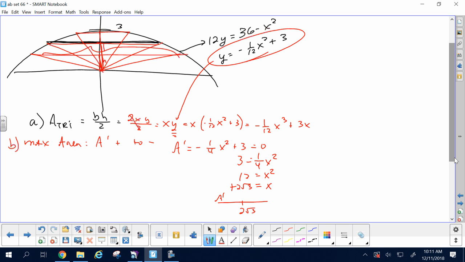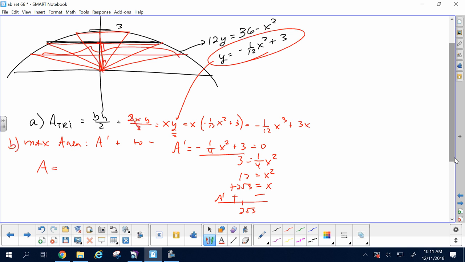Mentally or on paper, make sure it's a positive to negative case. If you had a small x, like 0, A prime would be positive. But if you had a really large x, like a billion, 3 minus a billion would be negative. So it does feel like A prime goes positive to negative, so I do have a max. Now the only question is, what form of the answer do they want? They want the greatest possible area of the triangle.